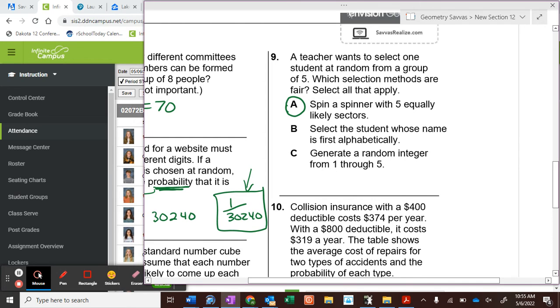Select a student whose name is first alphabetically. Zuli would never get selected. So, no. Generate a random number from 1 through 5. Yeah, if you have a computer generated number 1 through 5 and it just spits out a number and you have a number assigned to the kids, yeah, that would work. Okay, so those 2 are ones that would work.